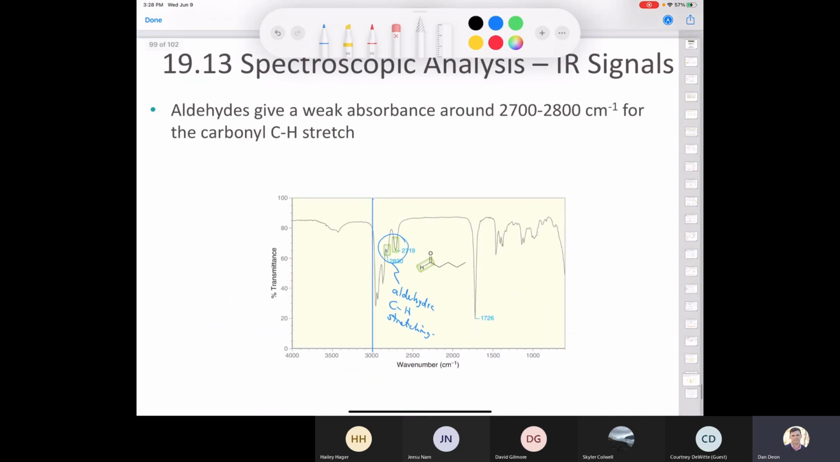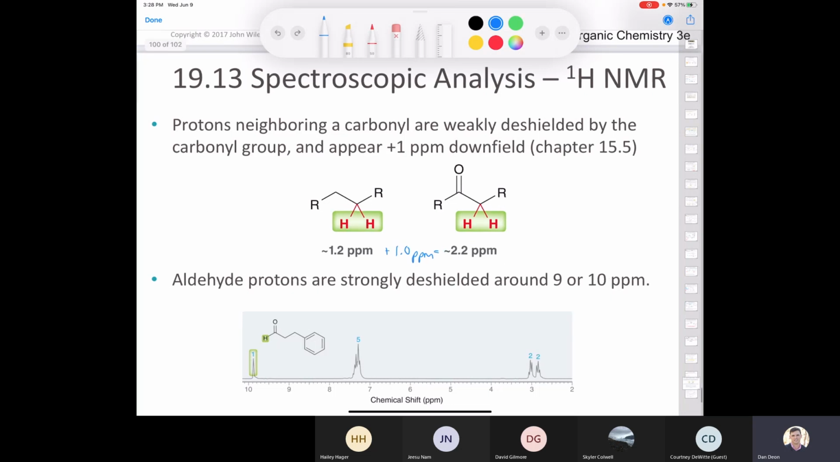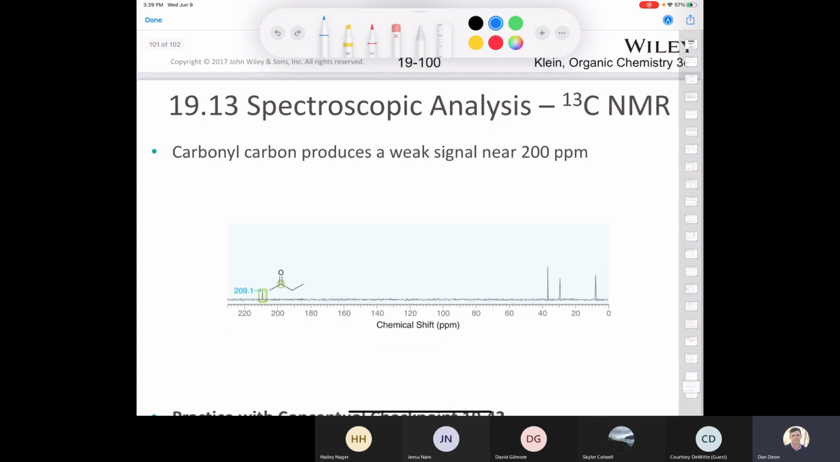What else do we have here? In the proton NMR, you know that the methylene has a baseline of around 1.2, but if it's next to a carbonyl, we add 1.0 ppm, and we end up with around 2.2 parts per million. You should know that the proton of an aldehyde is going to be highly deshielded, and comes out around 10. And for carbon-13, a carbonyl is going to produce a signal around 200 parts per million. And the signals usually aren't all that strong. They usually don't have a very strong signal.